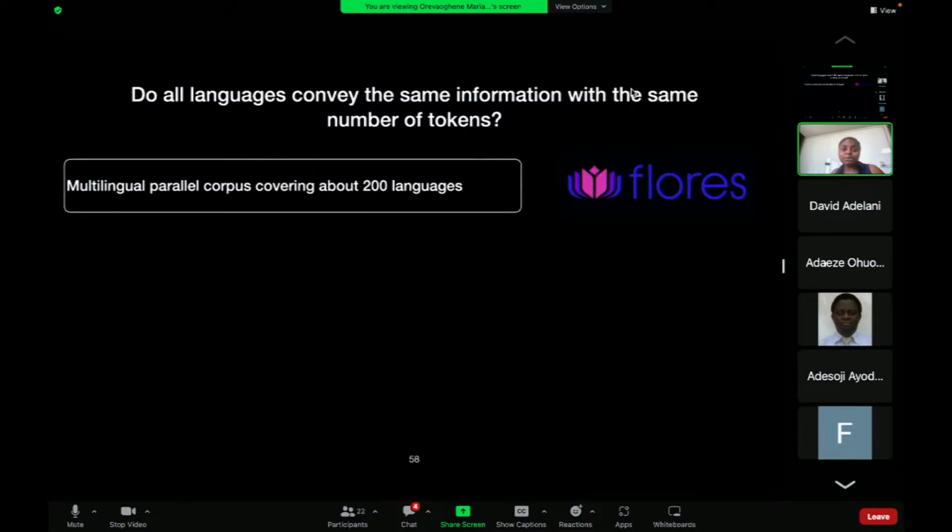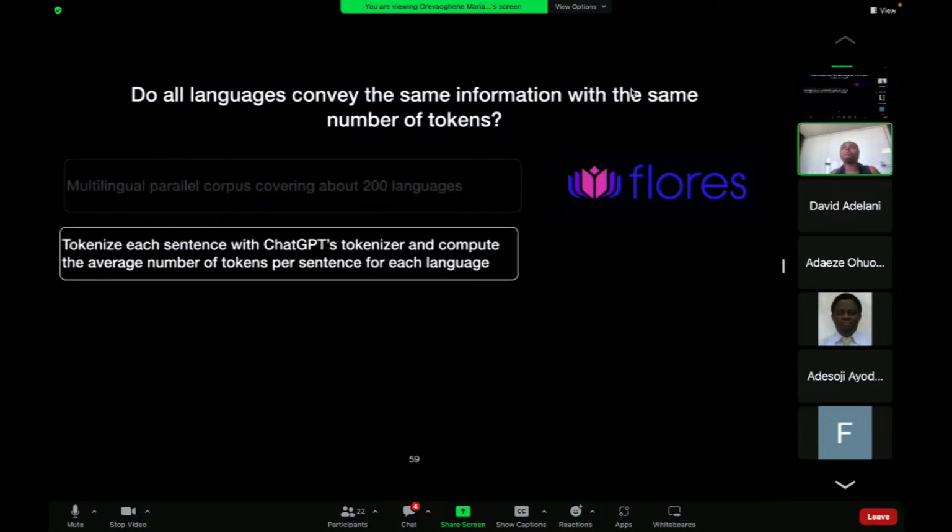Yeah, so to answer the first research question, do all languages convey the same information with the same number of tokens? We just take a multilingual parallel corpus that covers about 200 languages. That's Flores. Particularly because we want to control for content. We want to see, if I have this sentence in English and this sentence in Amharic and this sentence in Swahili, how many tokens do I get when I tokenize? How many tokens does the model see?